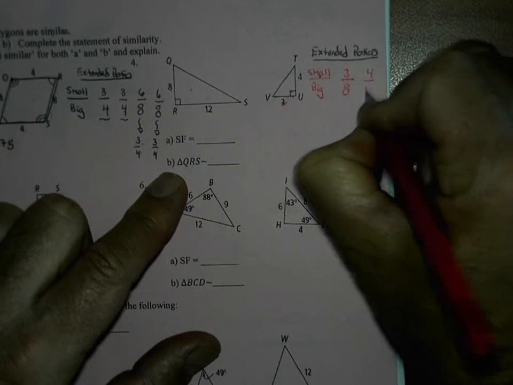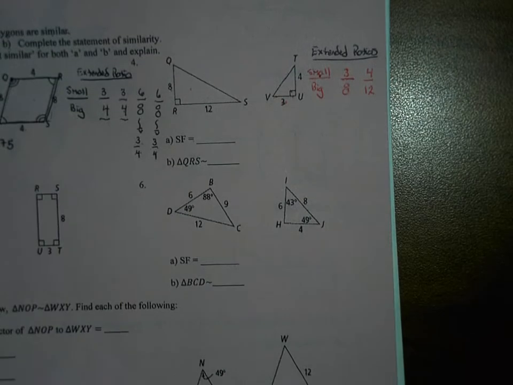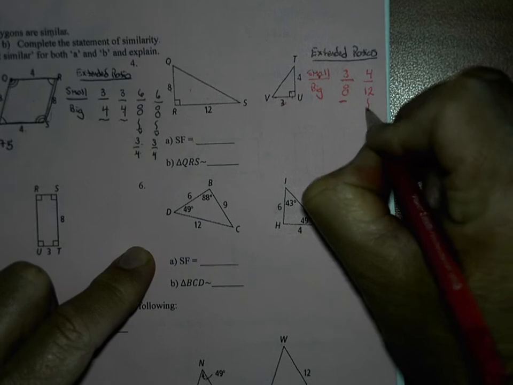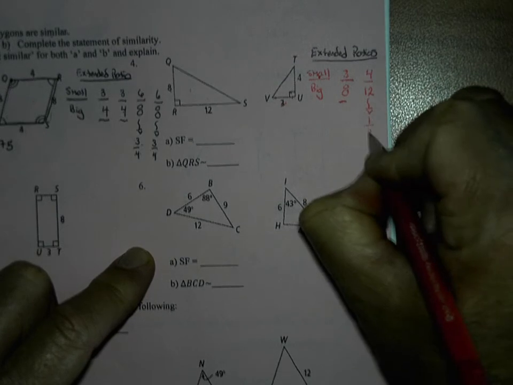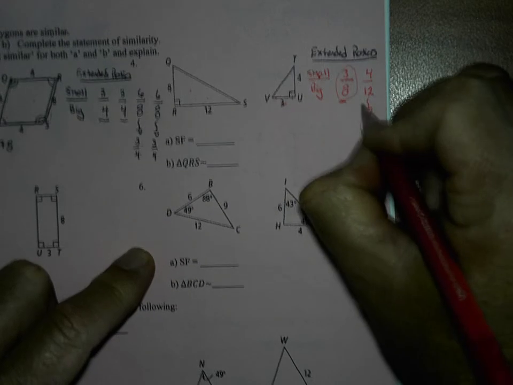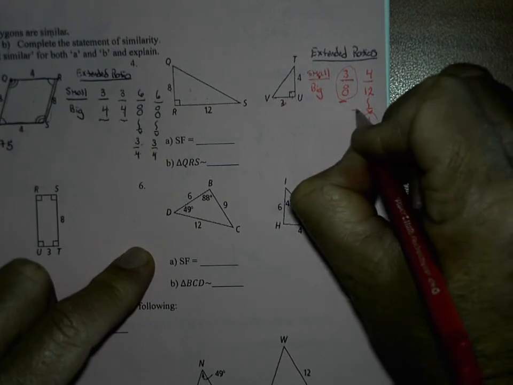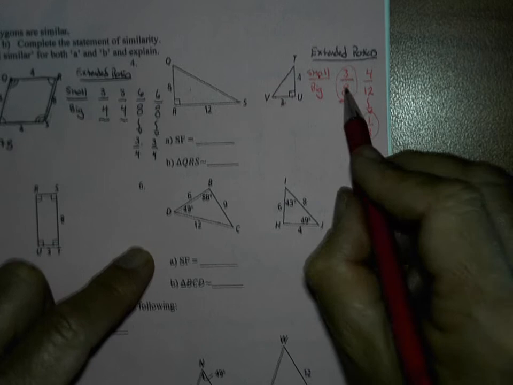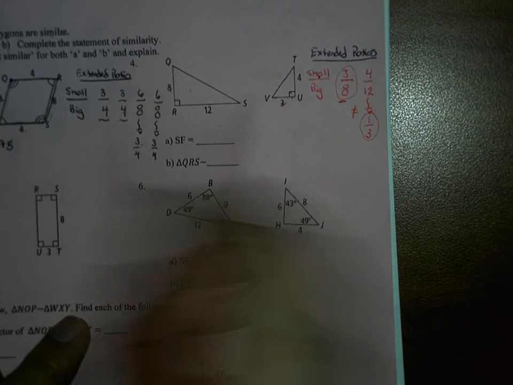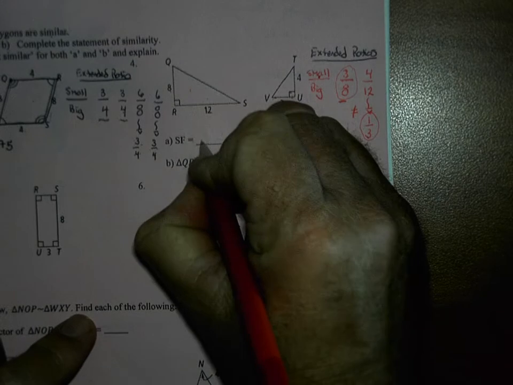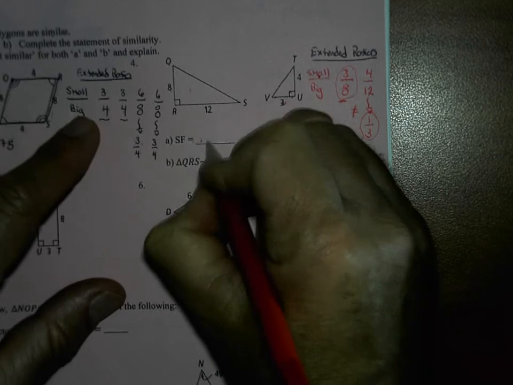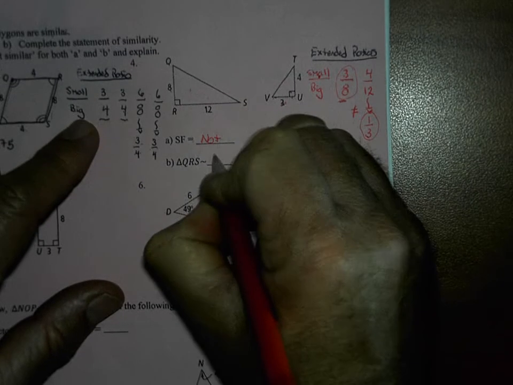Okay, well, now let's see, what do these reduce to? Well, 3 over 8 is already reduced, so you can't reduce that. 4 over 12 reduces down to 1 over 3. So is 3 over 8 the same as 1 over 3? The answer is no. These are not equal to each other. So since the ratios aren't equal, what does that mean? It means that the shapes are not similar. So right here it says, if not similar, write not similar for both A and B. Okay, so I'm just going to do it this way: not similar.